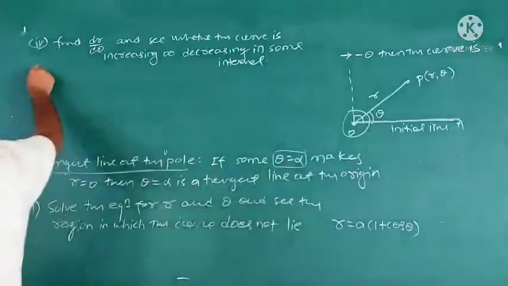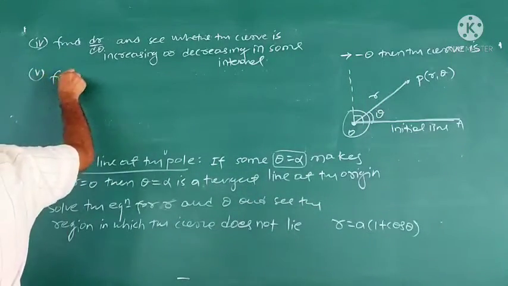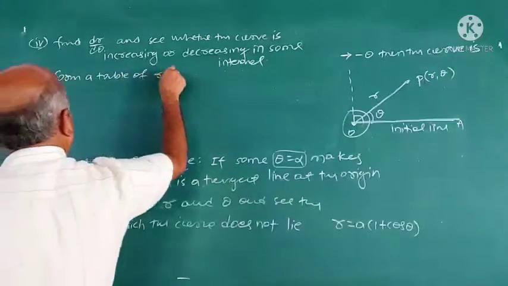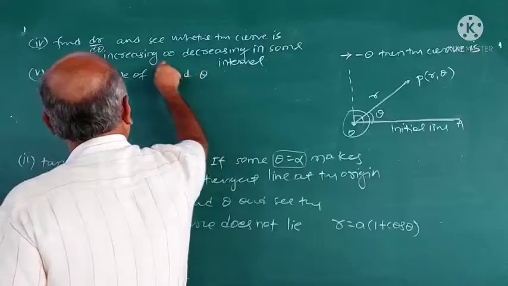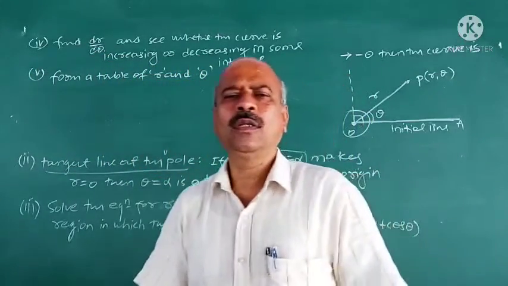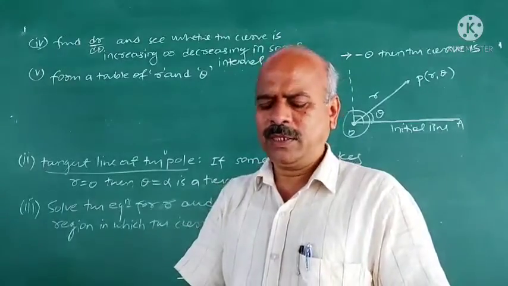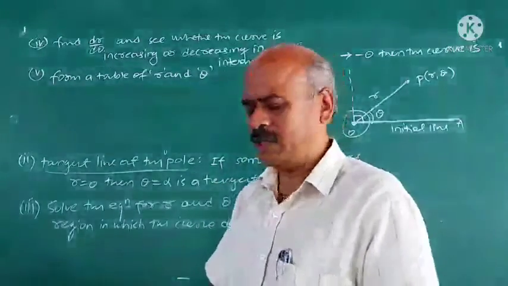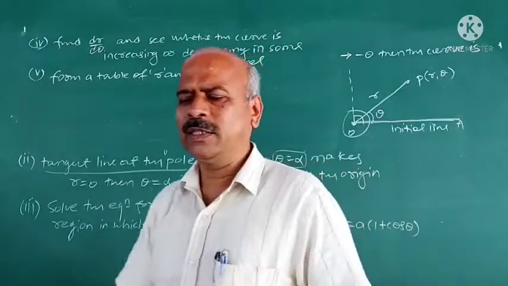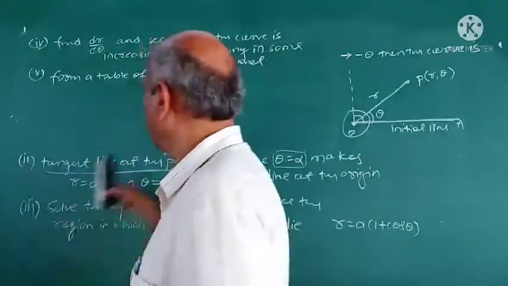Next is to form a table of r and theta. You have to plot the points, and that gives an idea about the shape of the curve. These are the 4 or 5 different things that you have to follow to trace the curve, or you can easily trace the curve using this.